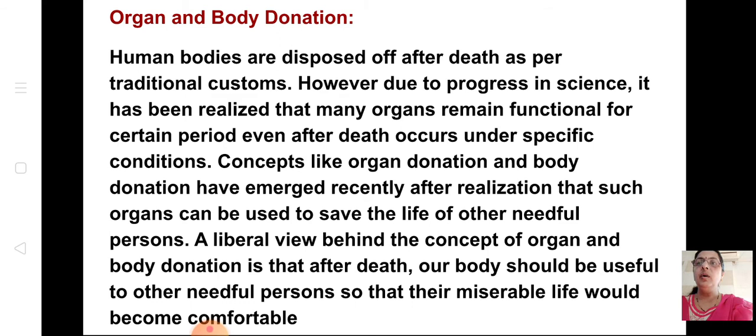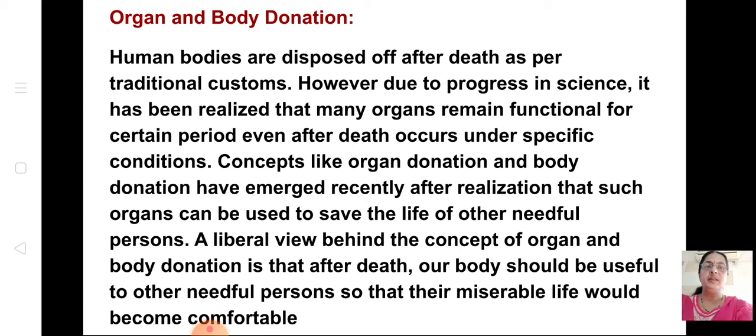Okay, now organs and body donation. Human bodies are disposed of after death as per traditional customs. Usually, when any person dies, it is disposed of as per custom. We don't keep it for more than a few hours. However, due to progress in science, it has been realized that many organs remain functional for a certain period even after death occurs under specific conditions. Even after natural death, some of the organs will be functioning. Concepts like organ donation and body donation have emerged.